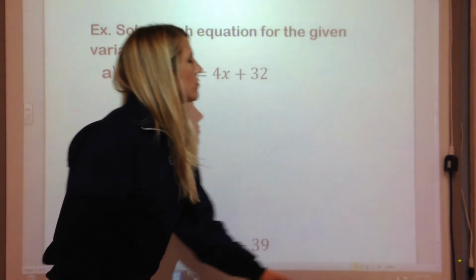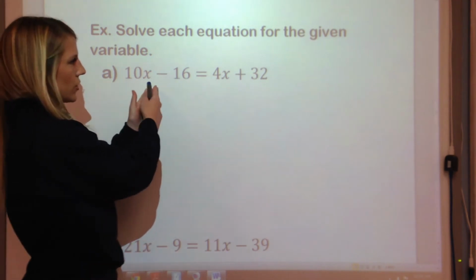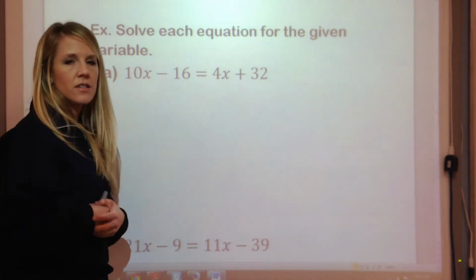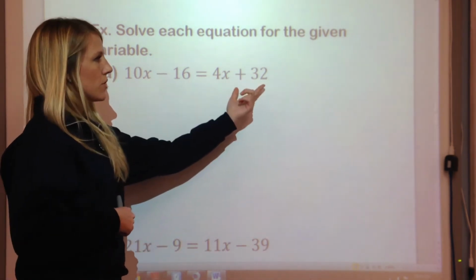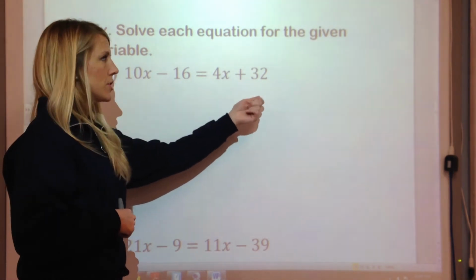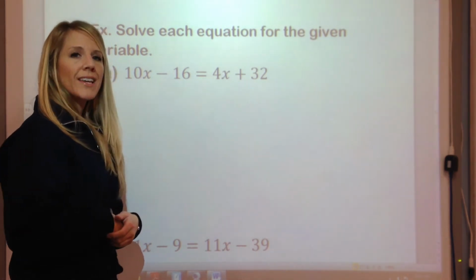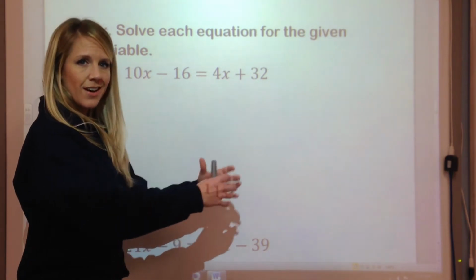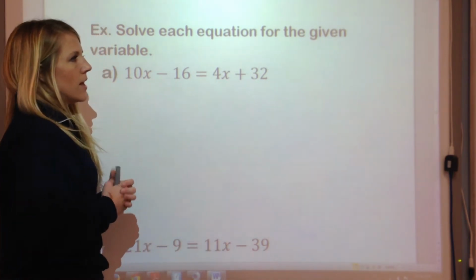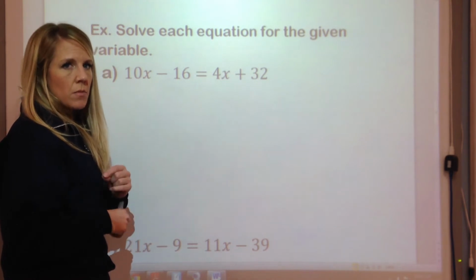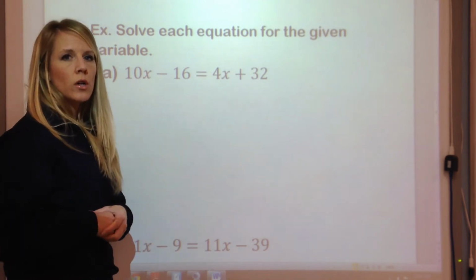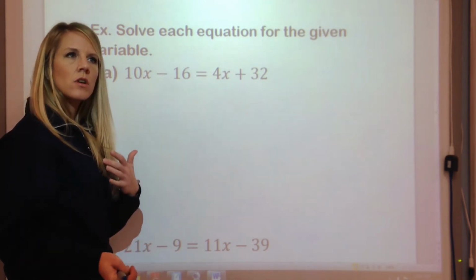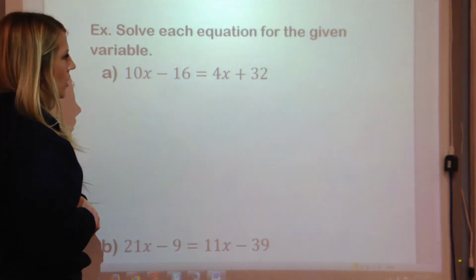So, I can't simplify anything. These don't go together. They're not like terms. The -16 does not have an x with it. 4x plus 32, not like terms. 32 does not have an x with it. So now what I can do is start to move the variable to one side, the numbers, the constants to the other. There's several different ways to start this problem, but I'm just going to give you one way, okay? And we can discuss more in class tomorrow.